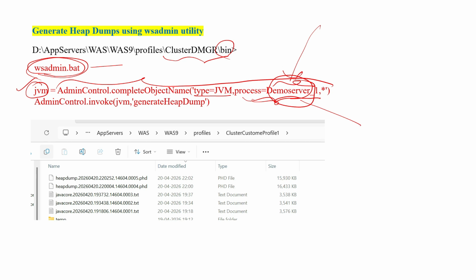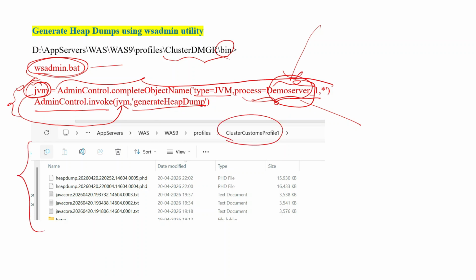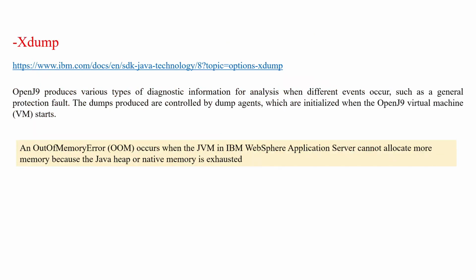Once this object is declared, you can run the AdminControl.invoke utility, and here you have to invoke this JVM object which you have defined, and then generate the heap dump. So this command will generate the heap dump inside the same profile directory. So this is the second option. Third option is Xdump.